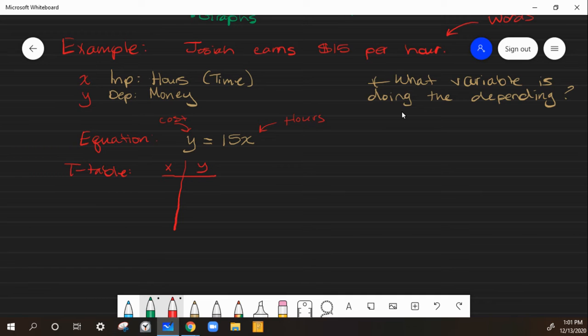X and Y, X always goes on the left. It is our independent, and Y is on the right. And a t-table comes from our gut. So we choose our numbers and our X on our own. They're not given to us like they have been in the past.